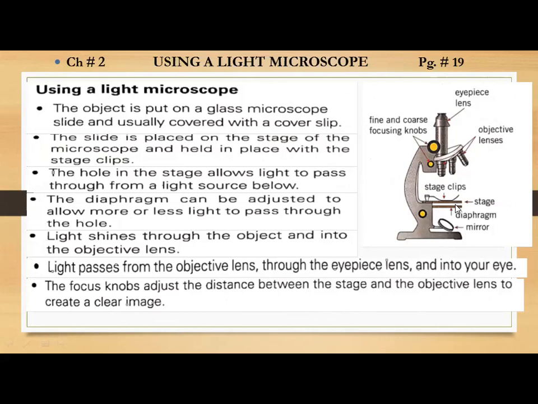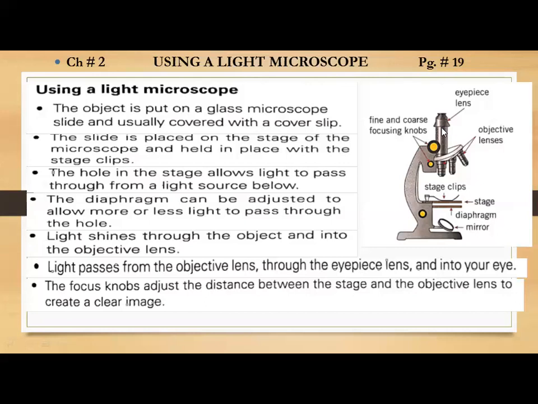Light shines through the object and into the objective lenses. Light passes from the objective lenses through the eyepiece lens and into your eye. So this light will pass through the specimen and enter the objective lens, and the objective lens will focus it to the eyepiece. With the help of the eyepiece, you can easily see that object. The focus knob adjusts the distance between the stage and the objective lenses to create a clear image.